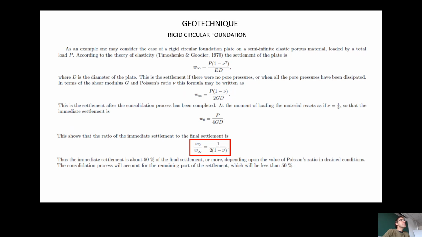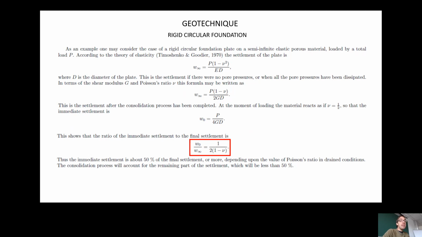For example, in the case of a semi-infinite elastic porous material as a soil, we can consider a foundation loaded with a total load P. According to the theory of elasticity, the settlement is W infinity, that is P times 1 minus nu squared, over E D, where D is the diameter of the plate. This theory is from Timoshenko and Goodier in 1970. P, of course, is the pressure, and E is, of course, the modulus.